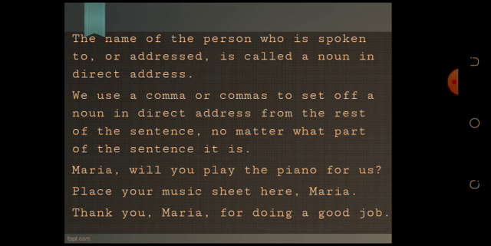For example, we have: Maria, will you play the piano for us? Place your music sheet here, Maria. Thank you, Maria, for doing a good job. Do you notice the way the commas are being used? Okay.